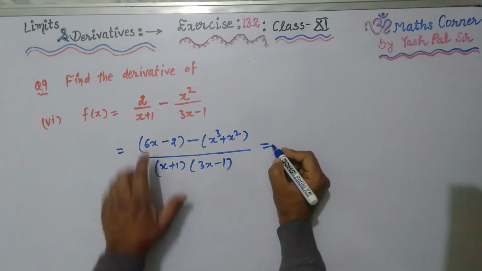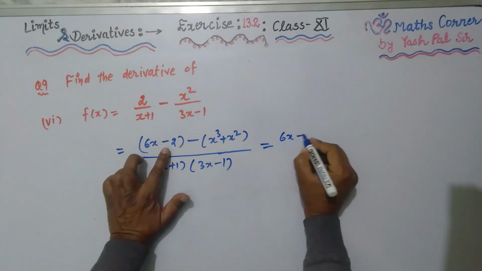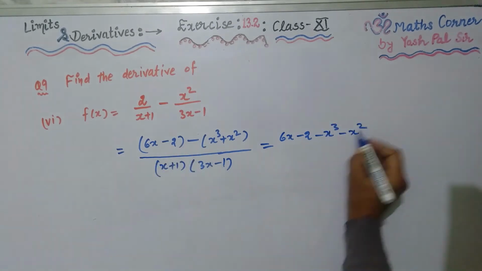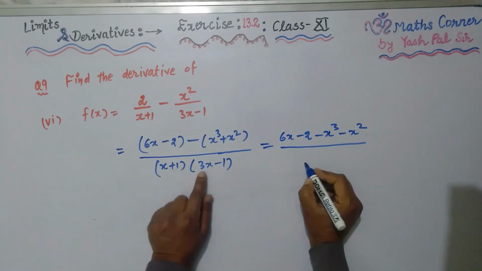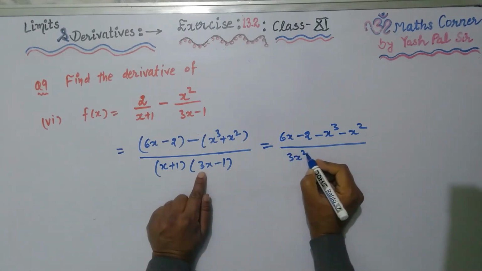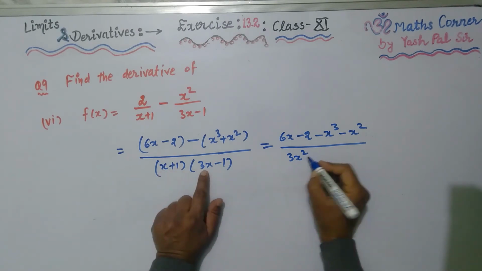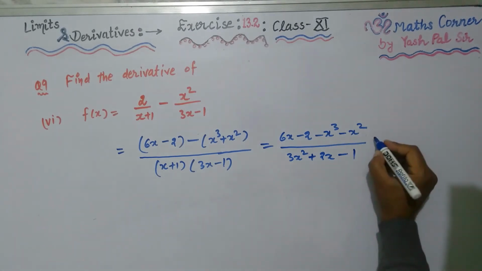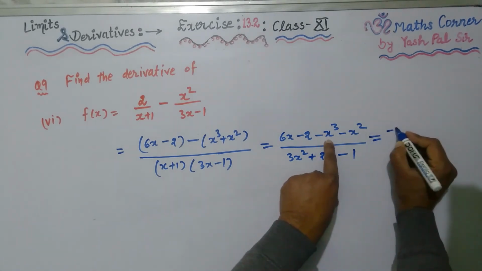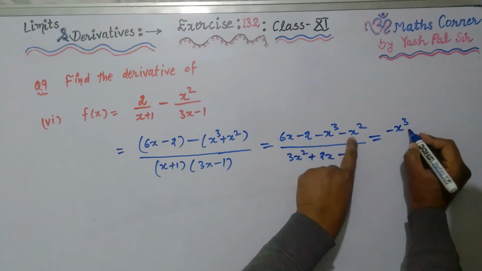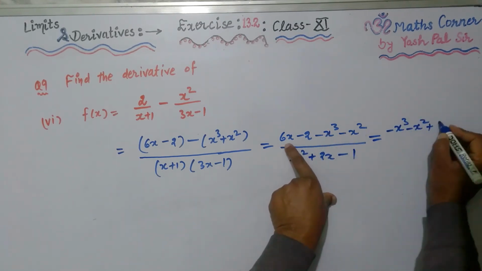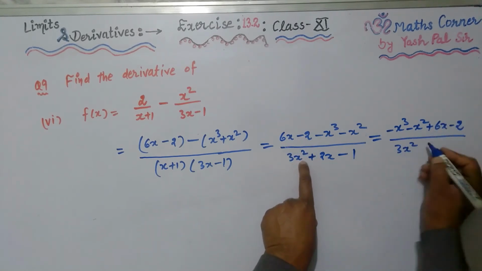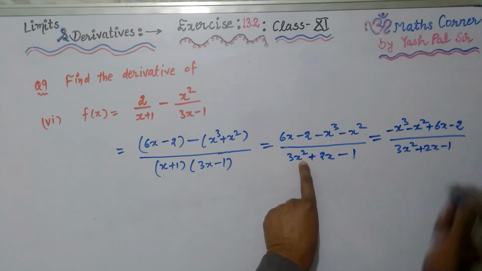So this becomes 6x minus 2 minus x power 3 minus x power 2. In the denominator, this is 3x square minus 1x plus 3x becomes plus 2x, and that is minus 1. Moreover, we can write this as minus x raised to power 3 minus x square plus 6x minus 2 divide 3x square plus 2x minus 1.